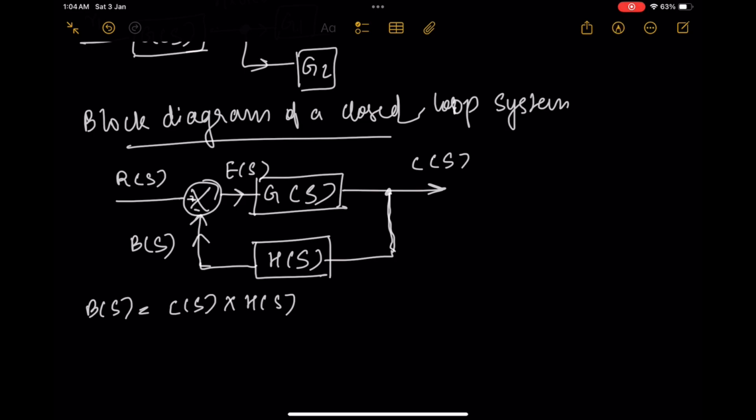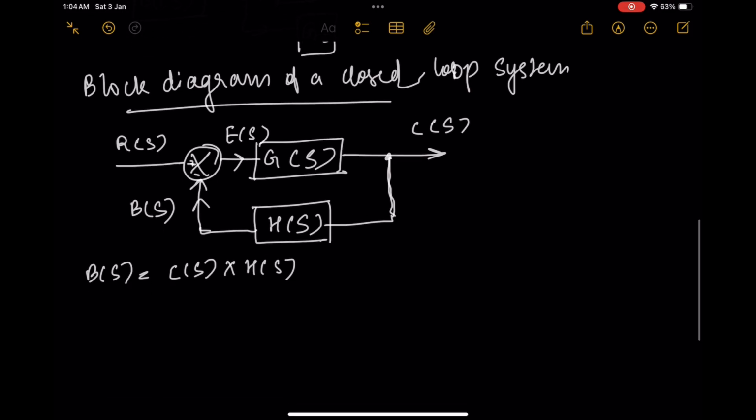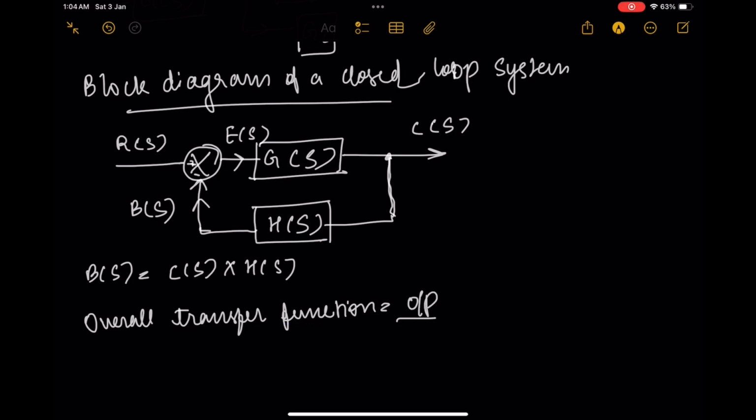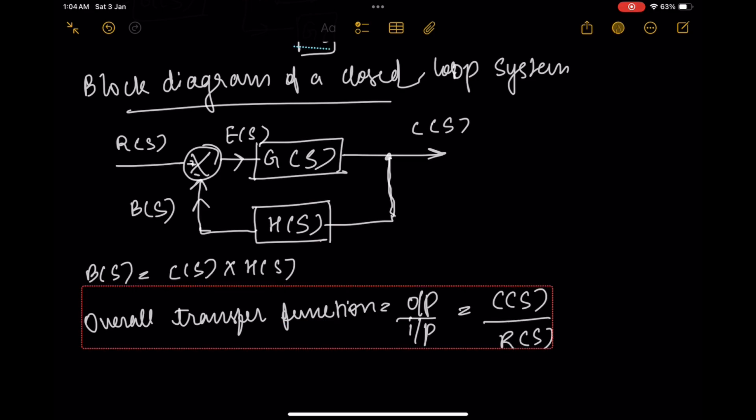So this is basically what we learned here. Now I'm gonna teach you the basic equations in order to find the overall transfer function of a system. Transfer function is basically output by input. So here the output signal is c of s and the input is obviously r of s. So our transfer function will be c of s by r of s.